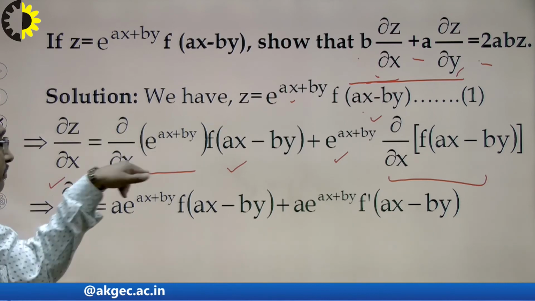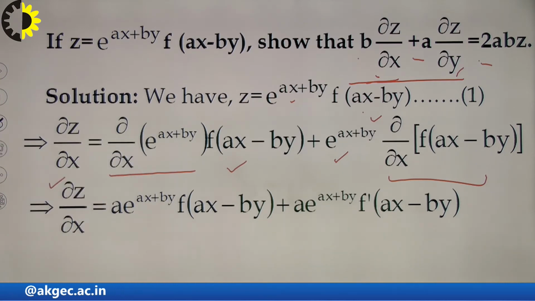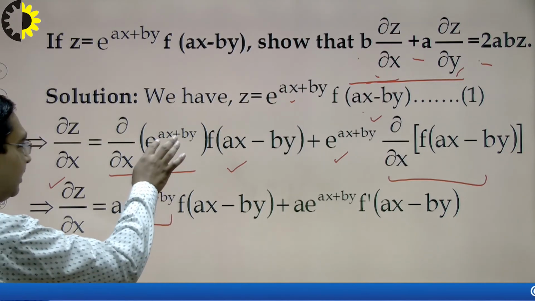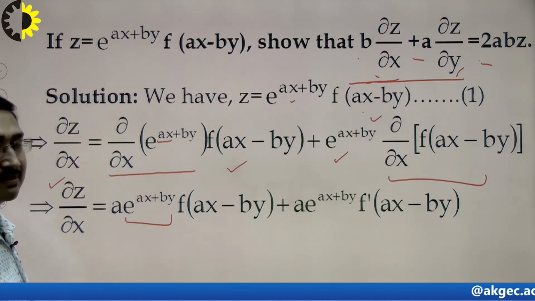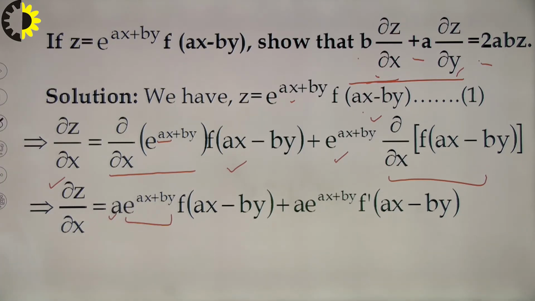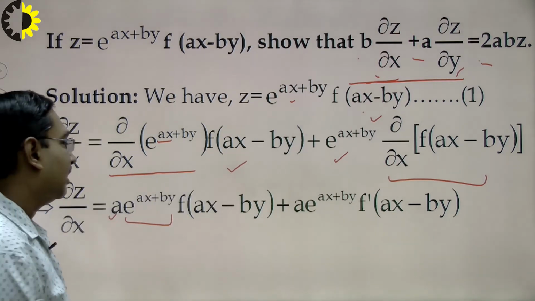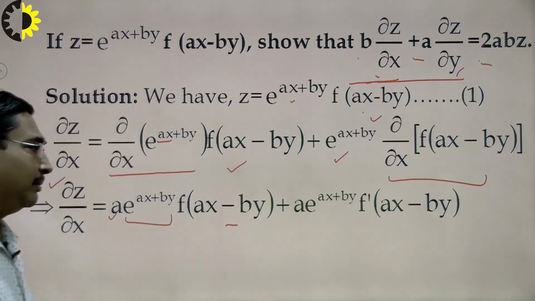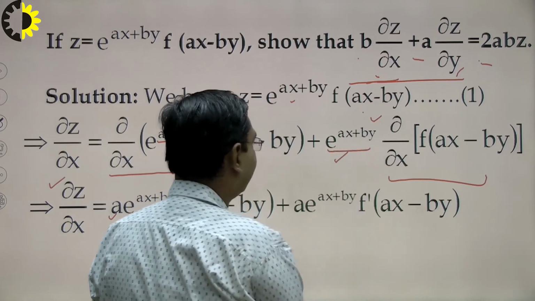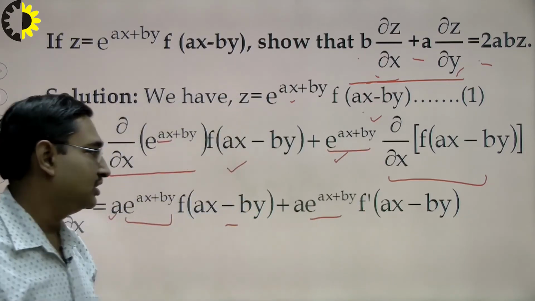This e raised to the power ax plus by, when differentiated, gives e raised to the power ax plus by itself into derivative of ax plus by, because y will be constant, so its derivative will be a only. Second term f ax minus by remains unchanged. Similarly, this e raised to the power ax plus by is unchanged.